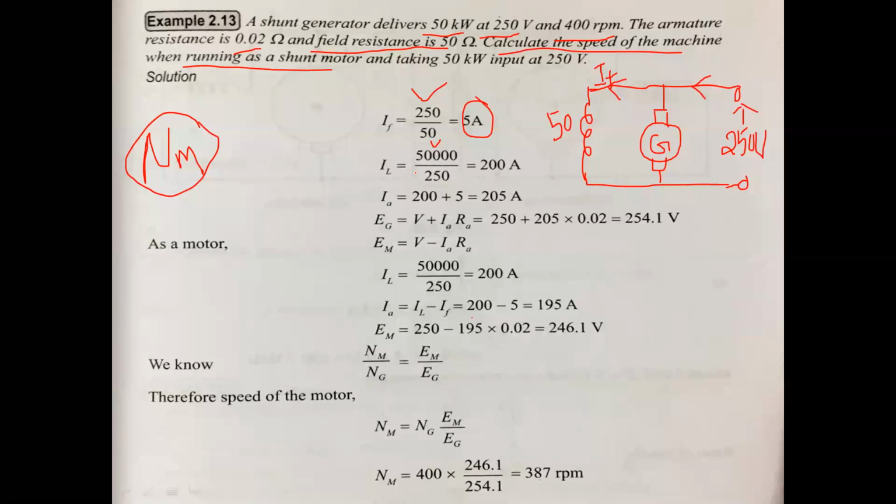Now the load current is calculated. In DC, power equals V into I. Therefore I equals P by V. So load current IL equals total power P by voltage 250. So that is total load current equal to 200 amperes. This is the generator case actually. Generator means current delivers.